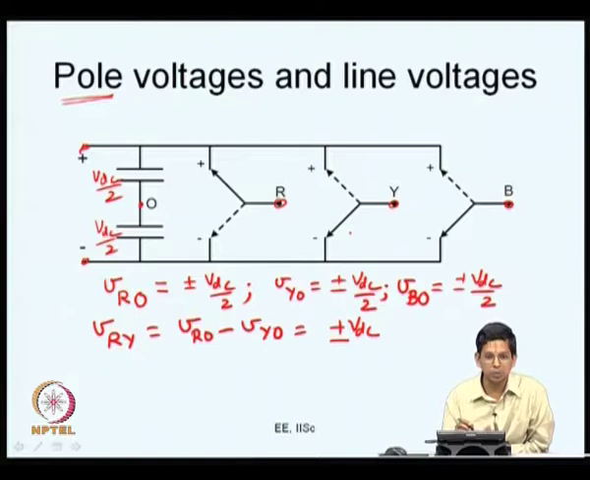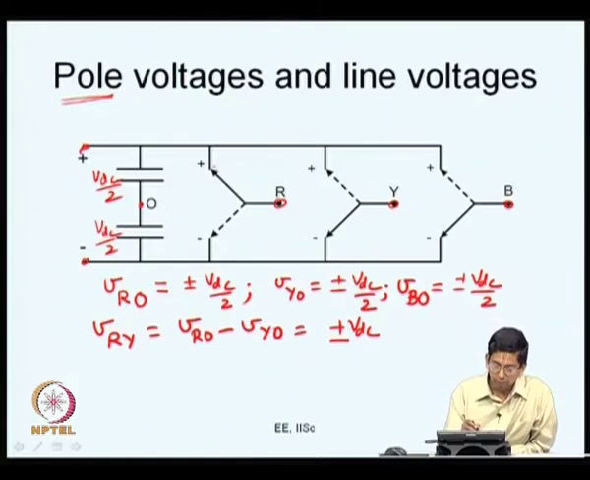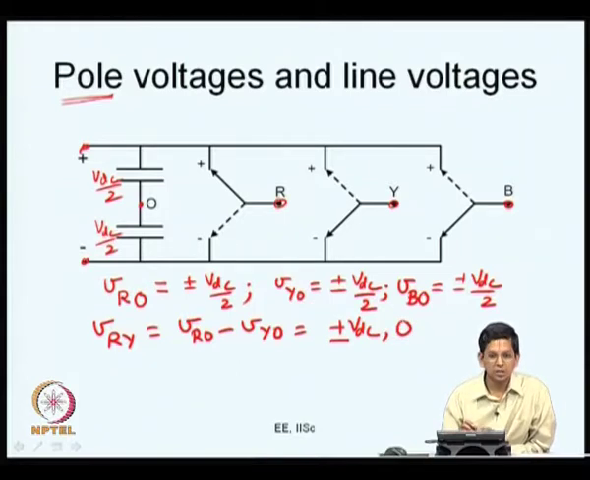What are the 2 other possibilities? Yes, R can be connected to the top throw and Y can also be connected to the top throw. What would VRY be then? Both are connected to the same point. So, VRY is going to be 0. Not just that, R and Y can also both be connected to the bottom throws, and in that case also VRY is going to be 0. Thus, the line voltage VRY takes 3 different values: plus VDC, minus VDC or 0. So, these are the possible line voltages.